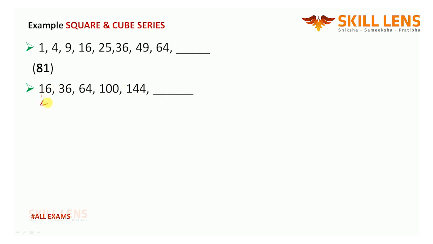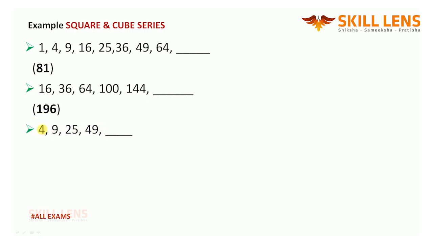But 4 square, 6 square, 8 square, 10 square, 12 square. So all are even numbered squares. So next would be 14 square. What is 14 square? 196. You should know that. When you know that, the job is a cakewalk. Otherwise, it will take a lot of time. Hope everybody understood this. Let's go to the next question.